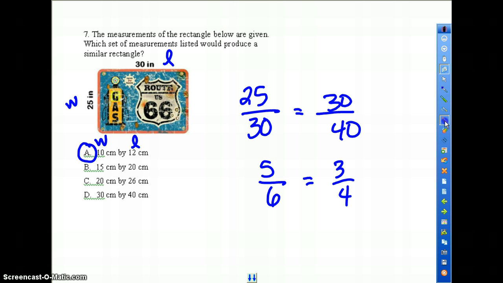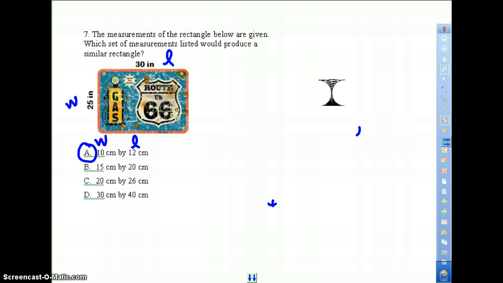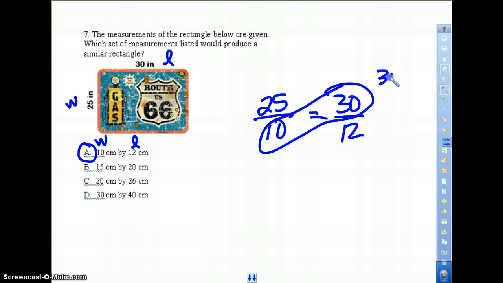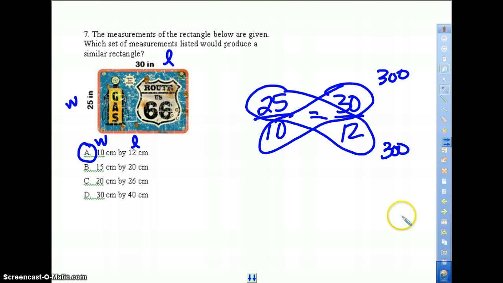You could have also set up the proportion this way. You could have said 25 in the given is to 10 in that choice right there, as 30 in the given is to the length of 12 here, and done your cross multiplication. That's 300, and 12 groups of 25 is 300 also. It's got to be A.